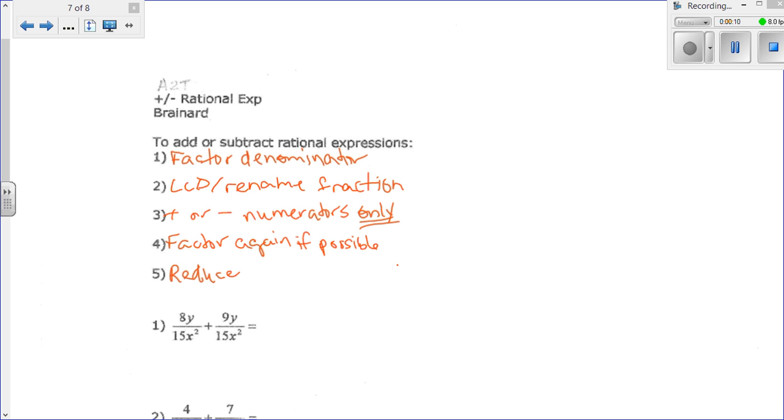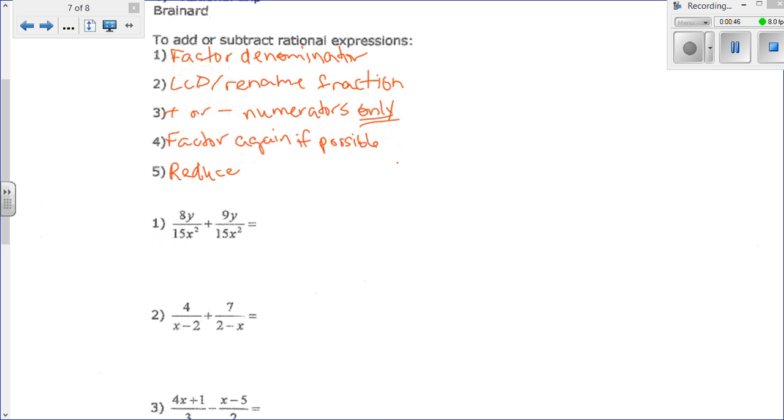Today we are going to add or subtract rational expressions, and when you're adding or subtracting rational expressions, you're just adding and subtracting fractions. The first thing you need to do is factor the denominator if possible. Any and all denominators that are possible, you must factor. Then you must find an LCD and rename the fraction. Then we add or subtract numerators only. We never add denominators. Factor again if possible, and then reduce.